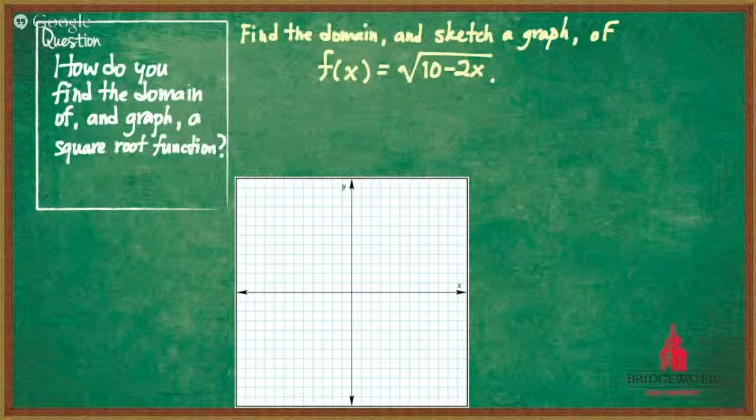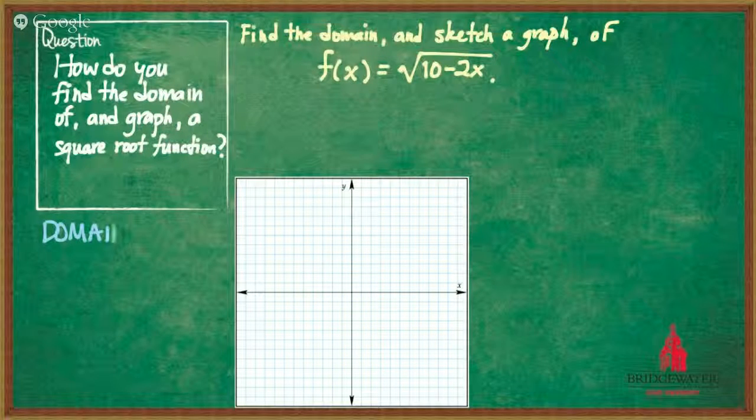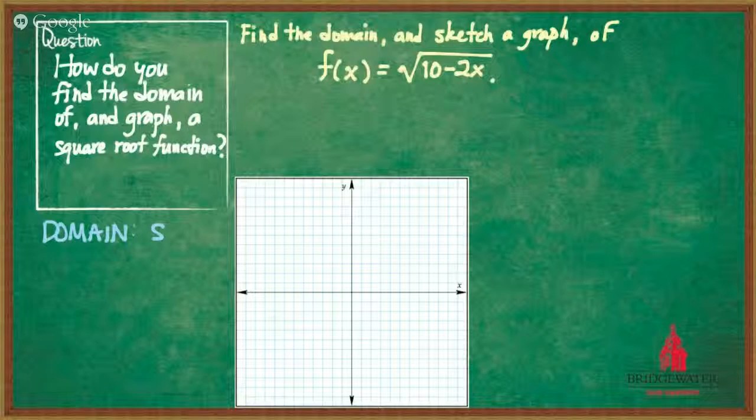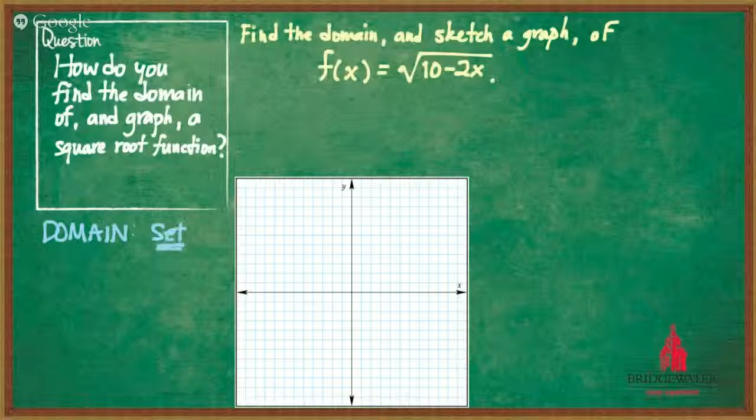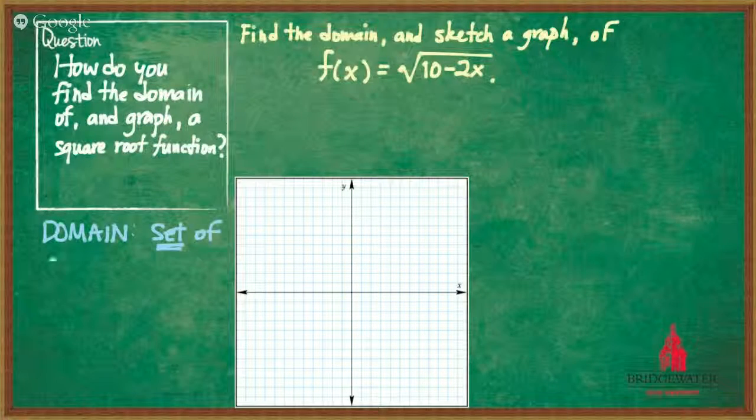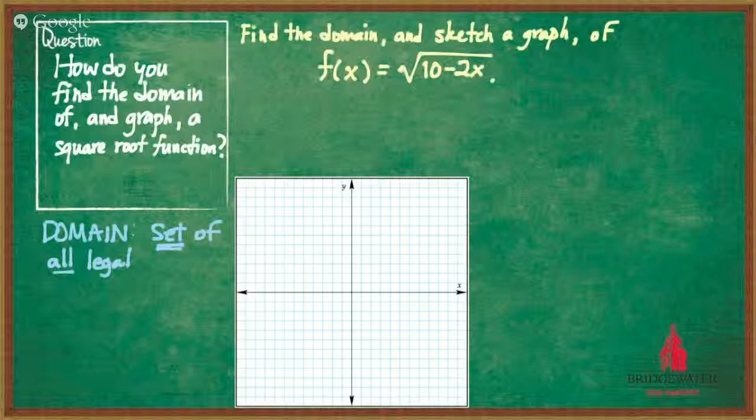So first of all, about domain. I've got an example of this elsewhere on the YouTube channel, but just to reiterate what's there, the domain of a function is first and foremost a set. It's not a single number. It's not a single variable. It's not an expression. It's a set. It's a whole collection of numbers. It's the set of all legal inputs to our function.